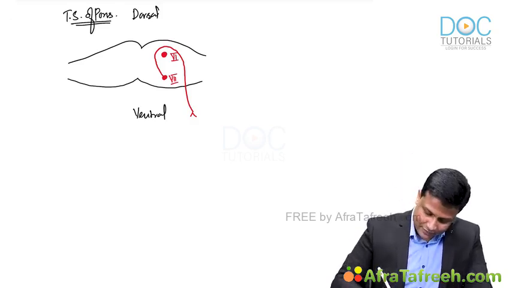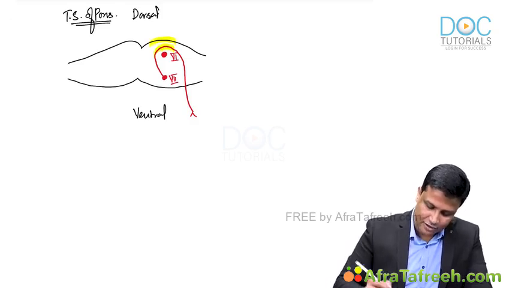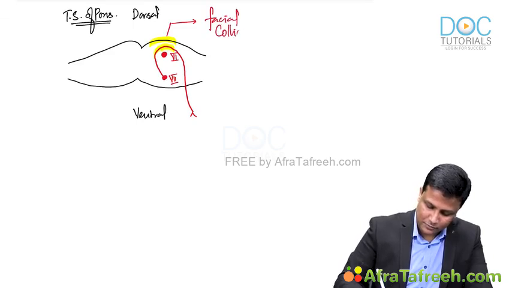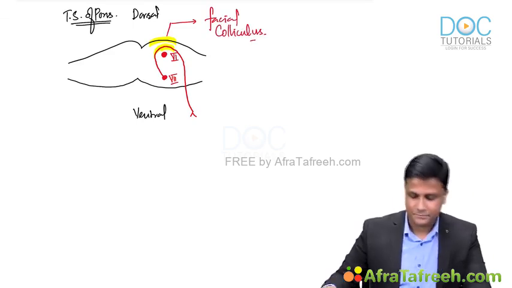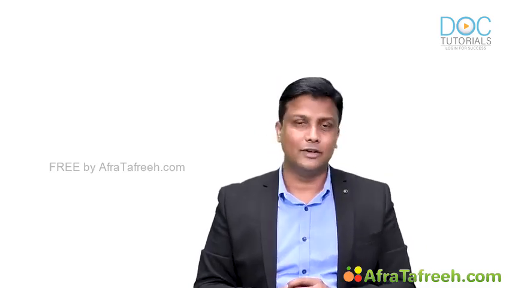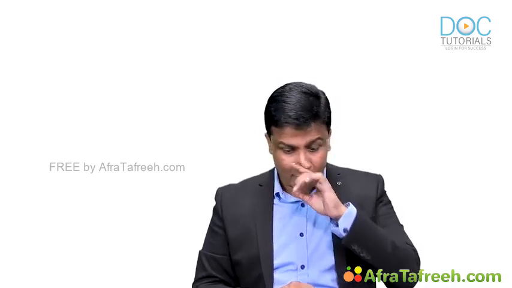Now, because of this 7th nerve taking a turn over here, on the dorsal side you are able to see an elevation, and this elevation is the facial colliculus. So the facial colliculus is due to what? It is due to the 7th nerve. But if they ask you about the nucleus in the exam, you have to be really careful whether they are asking about the nerve or the nucleus. The nucleus will be the 6th and the nerve will be the 7th nerve. So you have to be really careful.